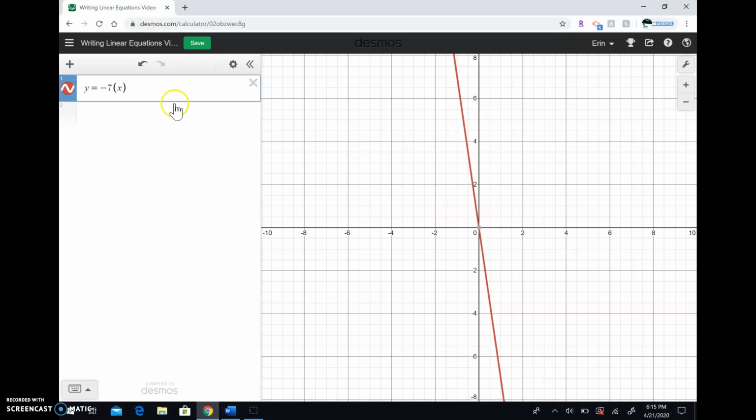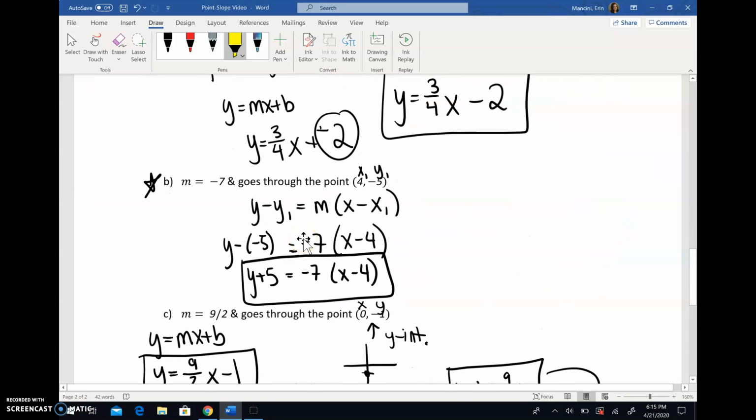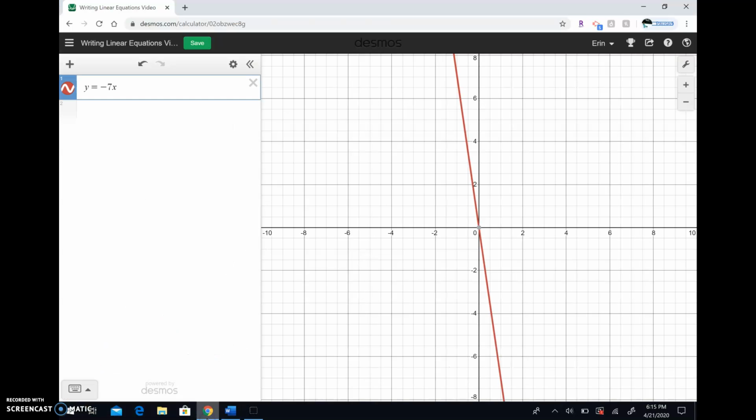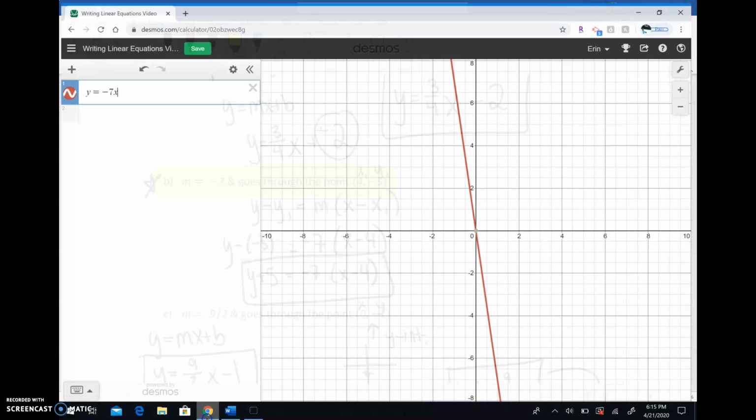So what you guys see here on the screen is I just have an equation of a line, y equals negative 7x, technically plus 0. So the y-intercept is at the origin, 0, 0. So that means the slope, since it's attached to the x, is negative 7. So I'm actually going to talk about this problem right here that also had a slope of negative 7. Okay, the only difference between part B and what you see in Desmos is that part B also goes through the point 4, negative 5.